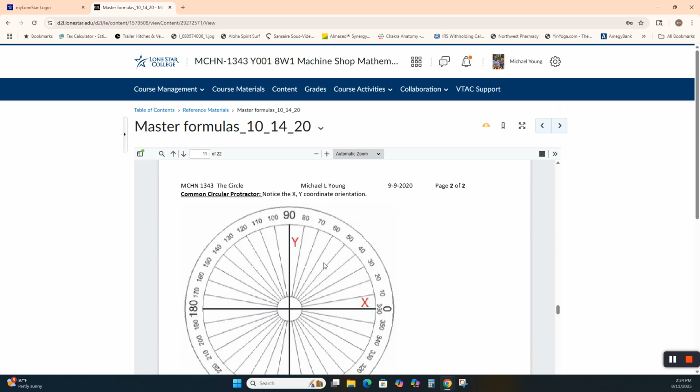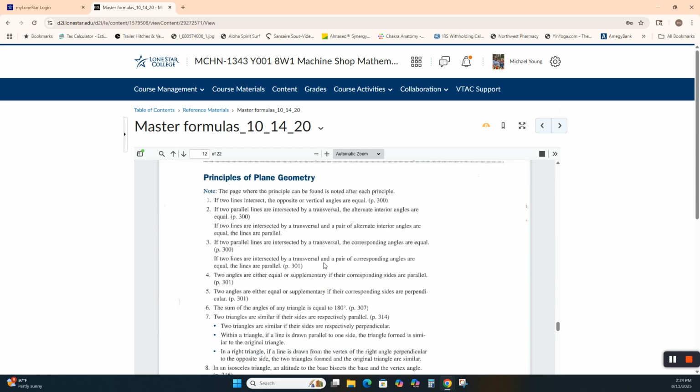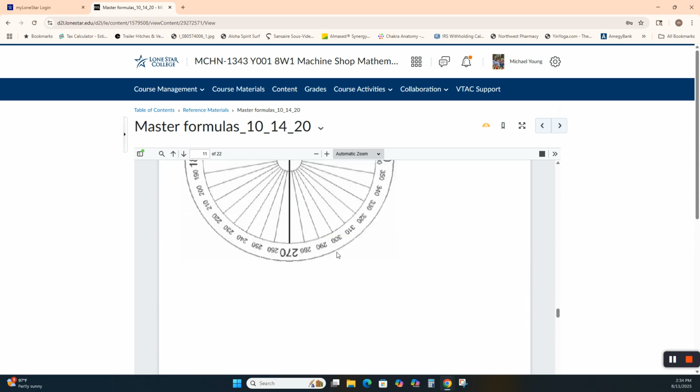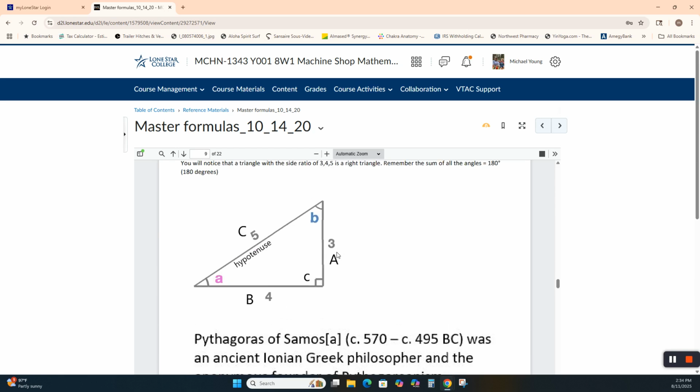All right, common circular protractor, principles of plane geometry. These are the rules of the road, okay? If two parallel lines are intersected by a transversal, the corresponding angles are equal. Whoa! It sounds like the Scarecrow in The Wizard of Oz, doesn't it? Yes, except the Scarecrow, when he got his degree of thinkology from the wizard, he tried to do Pythagoras's theorem, and he screwed it up in the movie. They did that on purpose.